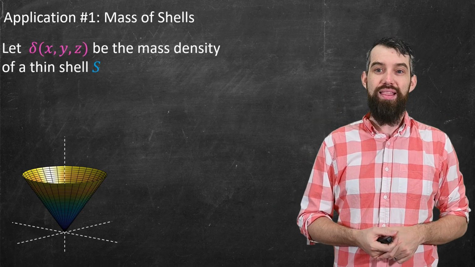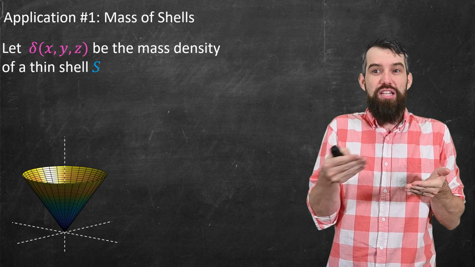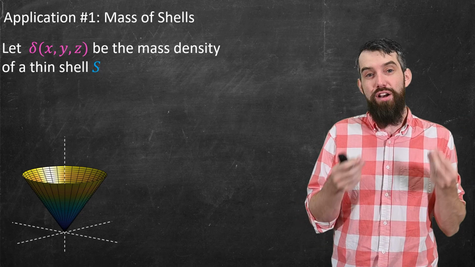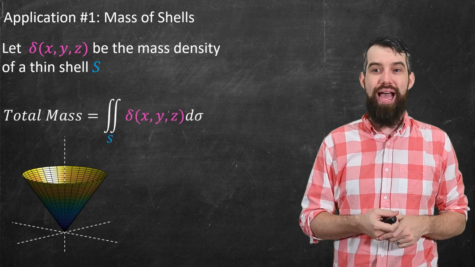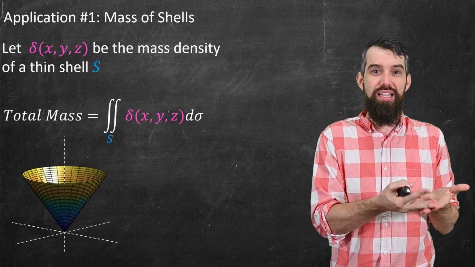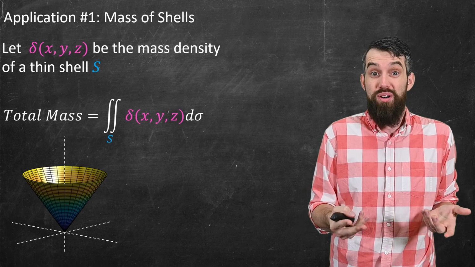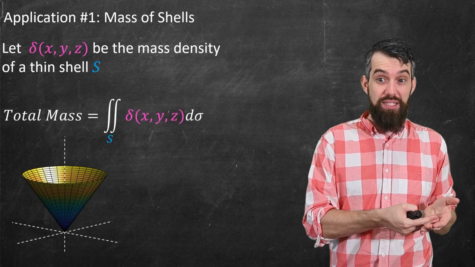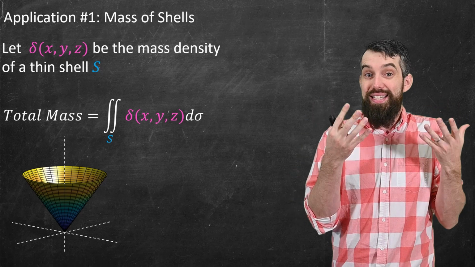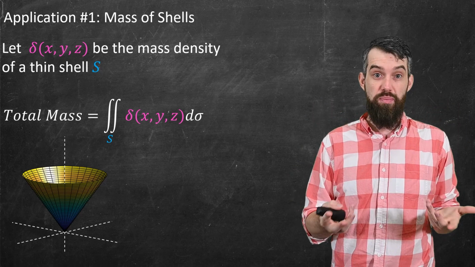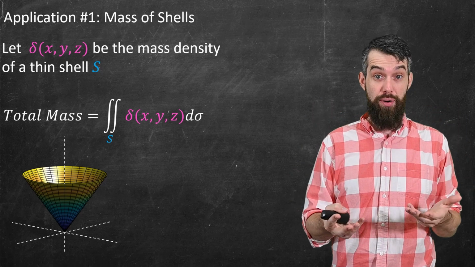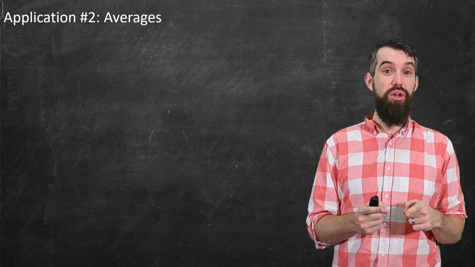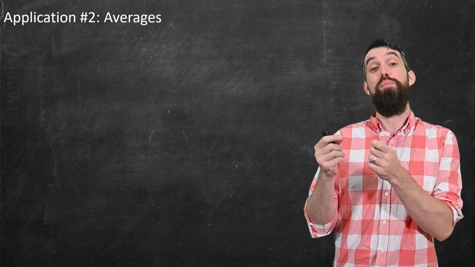So then if you had that, I'll let delta of x, y, and z be the mass density of my thin shell. Then the total mass would be adding up the density times the area. In other words, it would be a surface integral. That is the double integral over the surface of this density function, sigma, for a little element of surface area.